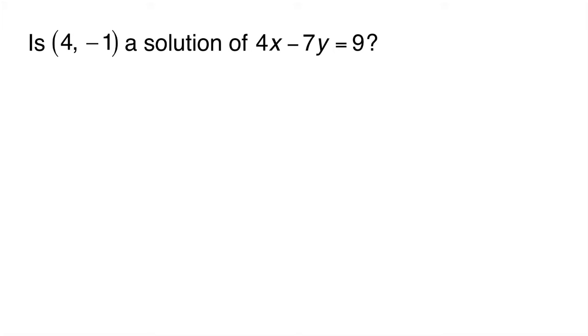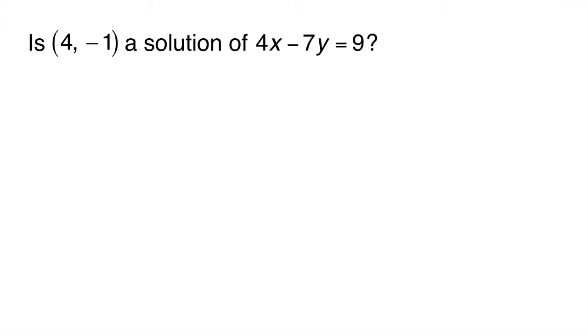Is the ordered pair (4, -1) a solution of 4x - 7y = 9? To determine if an ordered pair is a solution of an equation in two variables, we substitute that ordered pair into the equation and determine if a true statement results.